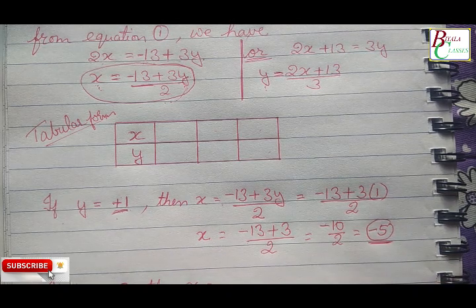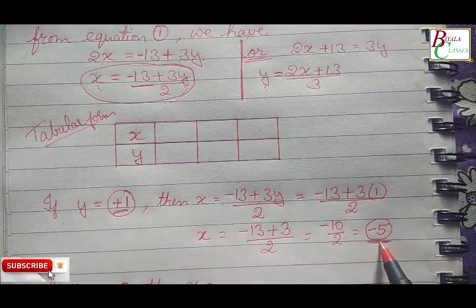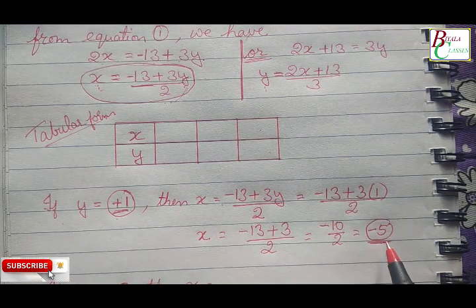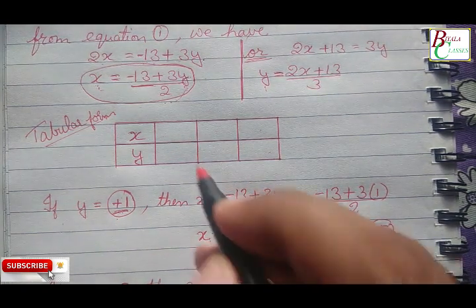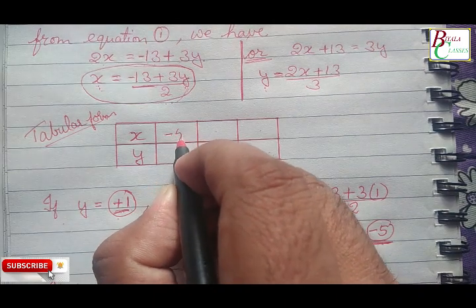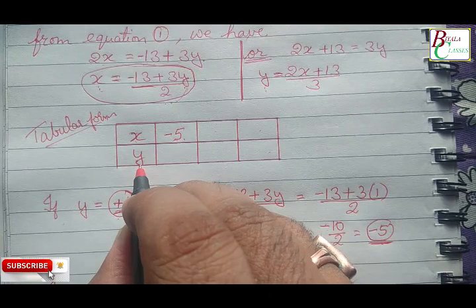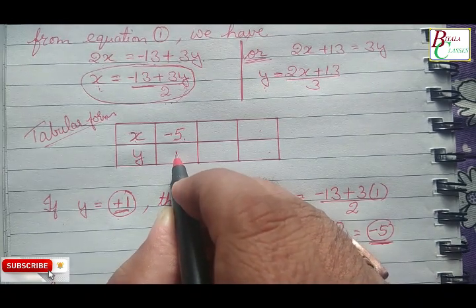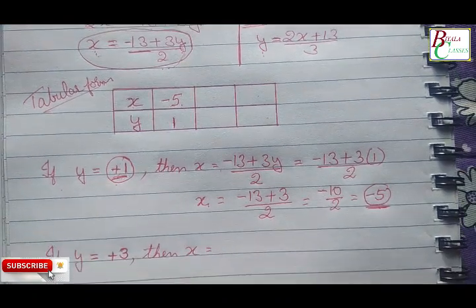So now what was the value taken? y is plus 1, and what value of x did we get? Minus 5. So this value we are going to fill in the table. So x is minus 5. Make sure that you fill the values correctly. x is minus 5 and y is 1, or plus 1, it is the same thing. Now let's have the second value.